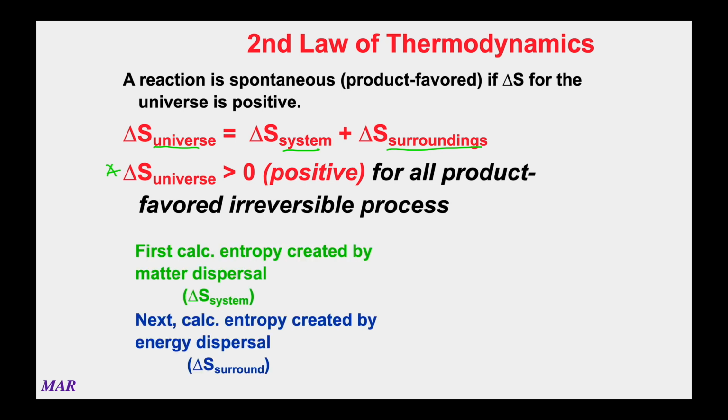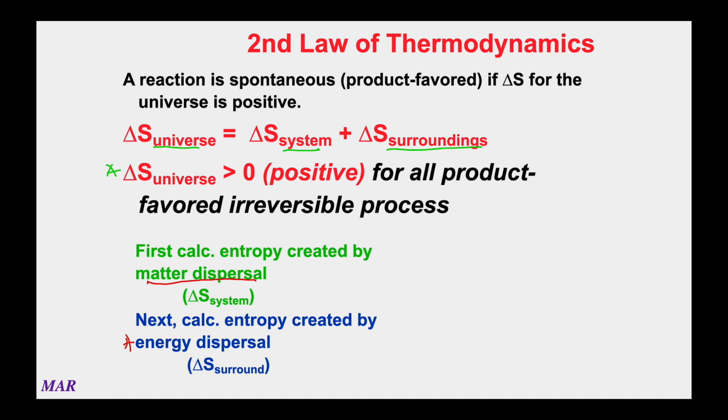So if we want to calculate the entropy of the universe, we have to first of all calculate the entropy of the system. And the entropy of the system is usually what we do when we calculate matter dispersal. And that's like classic entropy, because classic entropy talks about moles being dispersed and liquids versus gases, et cetera. But we also then need to think about the entropy that's created through energy dispersal. And that's going to be the delta S of the surroundings.